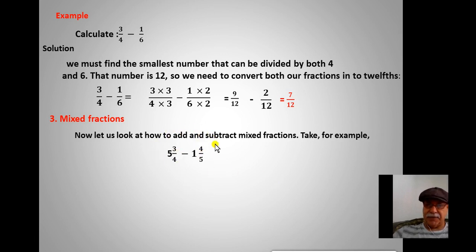Now we simplify this fraction, cancelling this whole number, in order to get the same process. How do I do this? I multiply the denominator by the whole number and add the numerator. You see, 4 times 5 is 20, plus 3 is 23. 23 over 4 minus 5 times 1 is 5, plus 4 is 9 over 5.